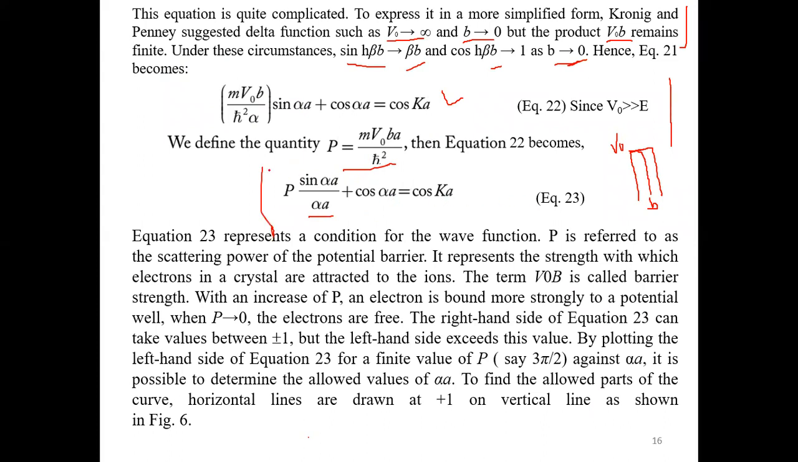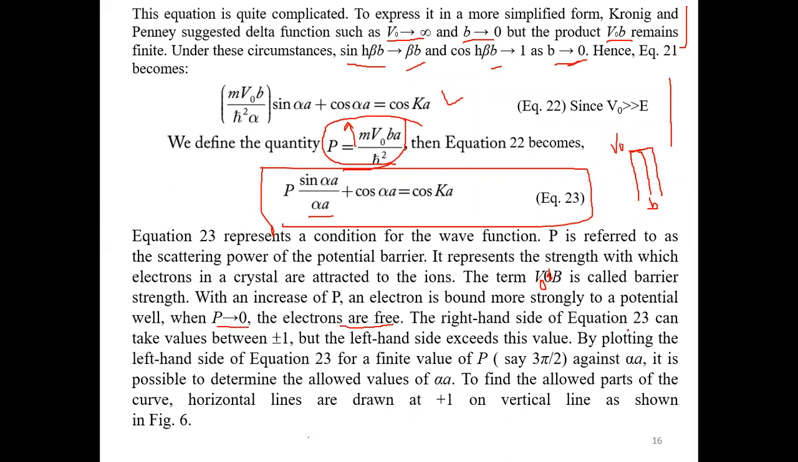So this equation 23 represents a condition for the wave function, and P is referred to as the scattering power of the potential barrier. It represents the strength with which the electrons in a crystal are attracted to the ion. The term V0 b is called the barrier strength. With an increase of P, an electron is bound. When P is high, that means electrons are bound more strongly to a potential well, and when P tends to 0, the electrons are free.